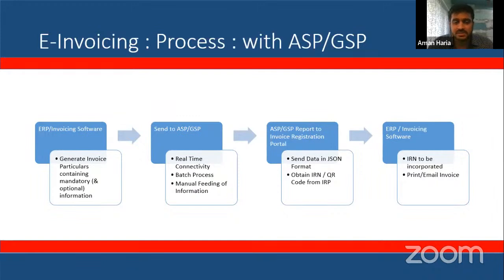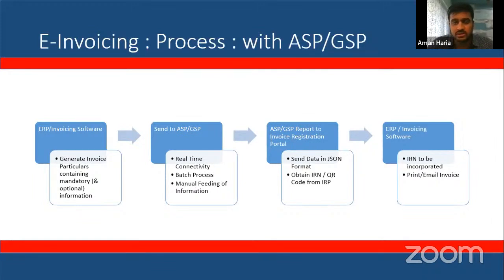The ASPs, GSPs give you the option of real-time connectivity. That means whenever you are accounting, a real-time connectivity at the backend is given, or they give you an option of batch processing, wherein at the end of the day, all the invoices are accumulated, and then you do a bulk invoice upload, wherein all the details for the day's invoices are uploaded and then retrieved in a bulk format.